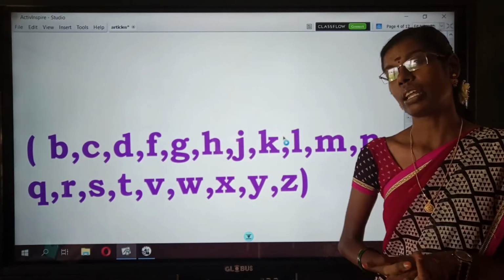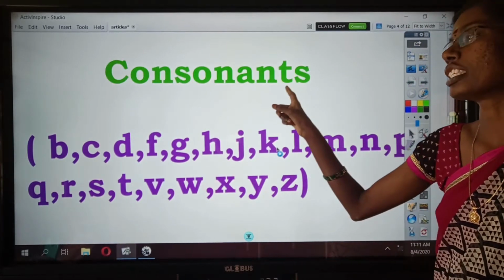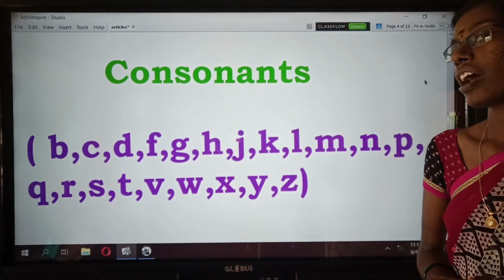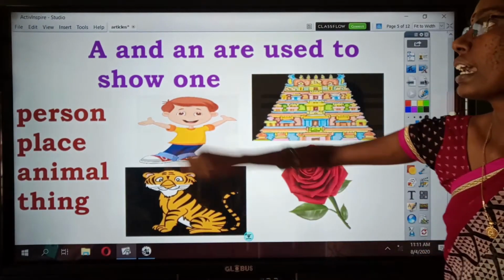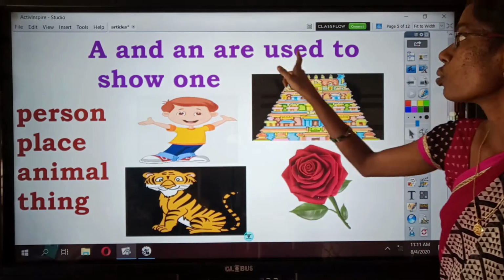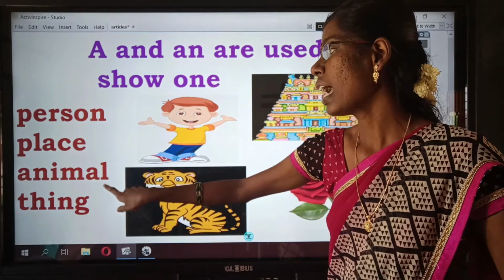The remaining alphabets, what do we call them? Consonants. So all these alphabets are called consonants. Next, today we are going to learn about the usage of a and an. Yes, a and an are used to show one person, place, animal and thing.